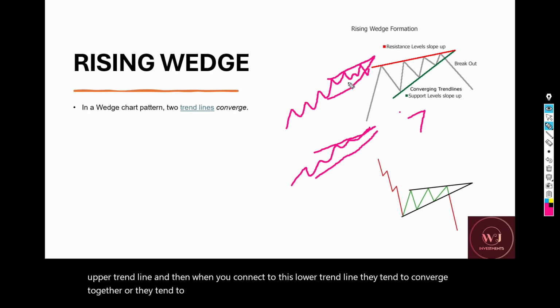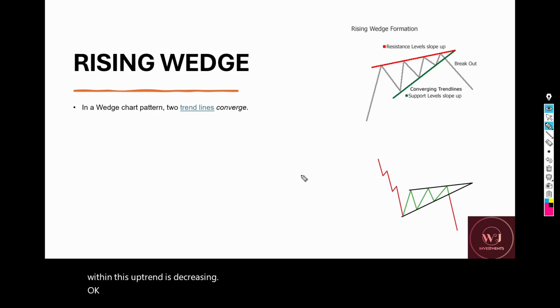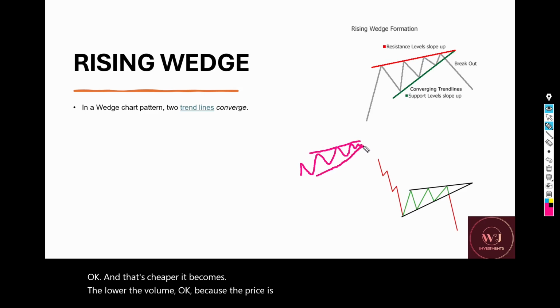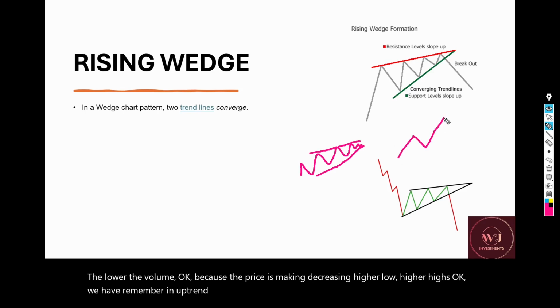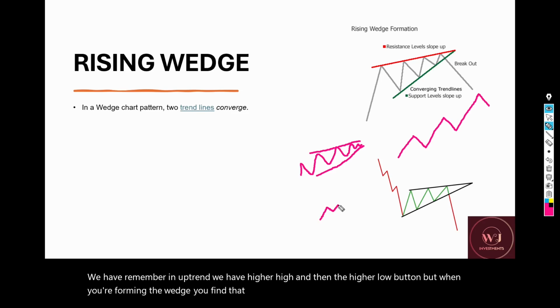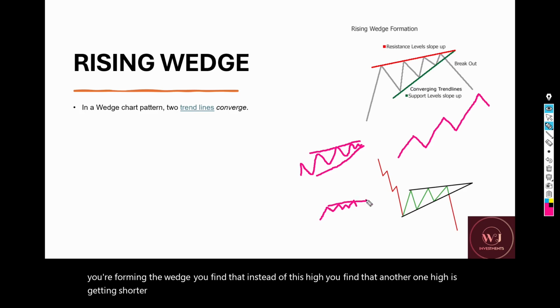And when they meet, it shows that the volume of trading within this uptrend is decreasing, and the steeper it becomes, the lower the volume, because the price is making decreasing higher highs. Remember, in an uptrend we have a higher high and then a higher low pattern. But when you're forming the wedge, you find that each new high is getting shorter and shorter. That's what makes the trend lines converge.